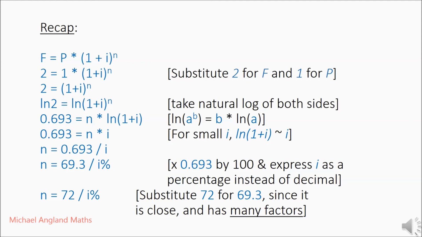Next step, we multiply the right-hand side, the numerator and denominator, by 100. So we still have the same ratio. N is equal to 69.3 over I as a percentage instead of a decimal. Final step, we substitute 72 for 69.3, given that 72 has many factors. N equals 72 over I %.